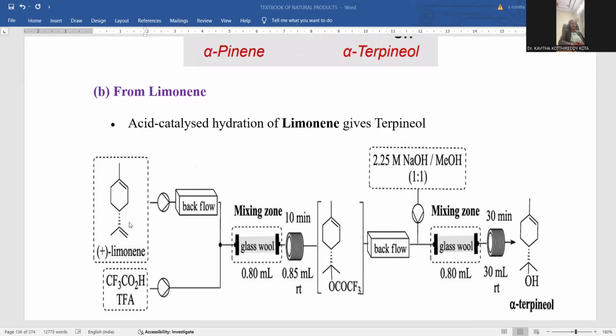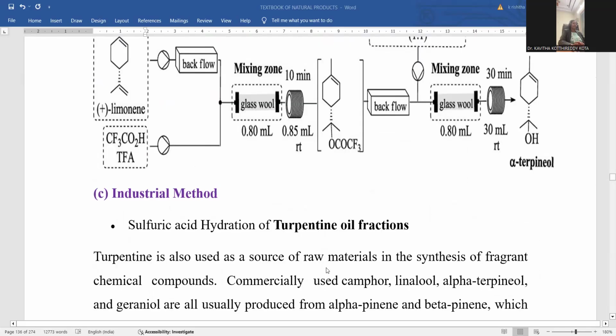This started with limonene. Limonene has two double-bonded positions, but the outside double bond will be hydrated.